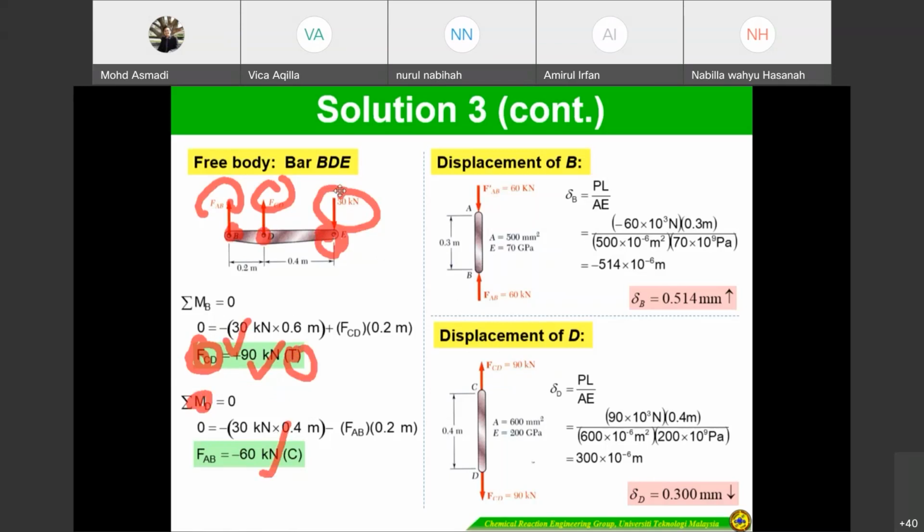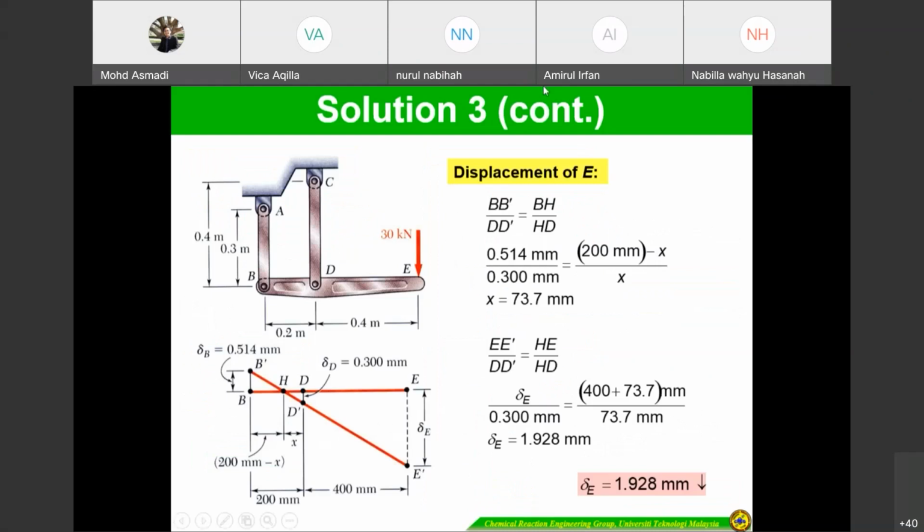Okay, so once you determine FAB, 60 kilonewtons, and FCD, 90 kilonewtons, we have to determine the displacement of members AB and CD, so we can get displacements at D and B. But the problem is this one: you have to use the geometry because we want to determine the displacement at point E. What is the displacement, right?